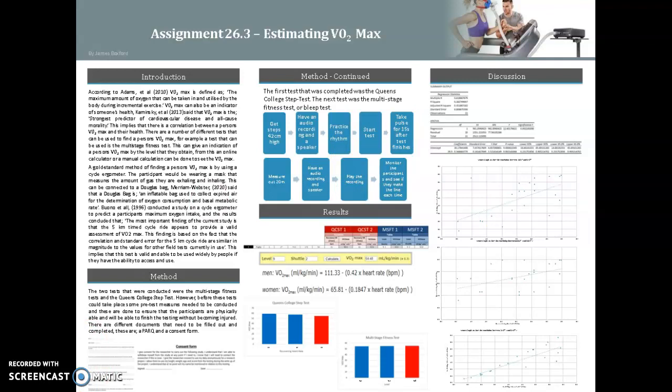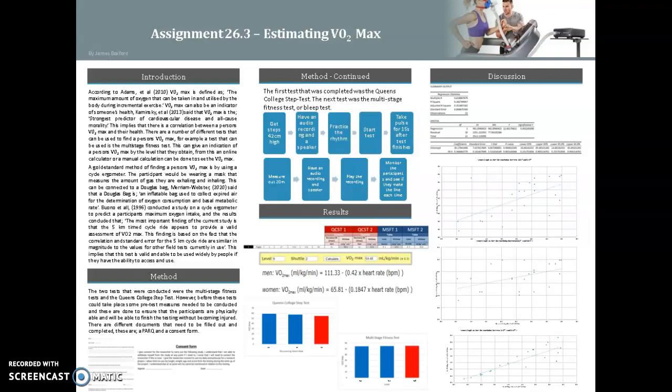So, overall, it could be said that both of these tests, the Queen's College Step Test and the Multi-Stage Fitness Test, are both very accurate indirect measures of estimating a person's VO2 max, and that neither of the tests is better than the other. However, it could be suggested that the multi-stage fitness test is slightly more accurate and precise than the Queen's College Step Test, and this is due to the test-retest reliability. As the multi-stage fitness test was more reliable in the retest reliability than the Queen's College Step Test, the multi-stage fitness test could be preferred over the Queen's College Step Test.